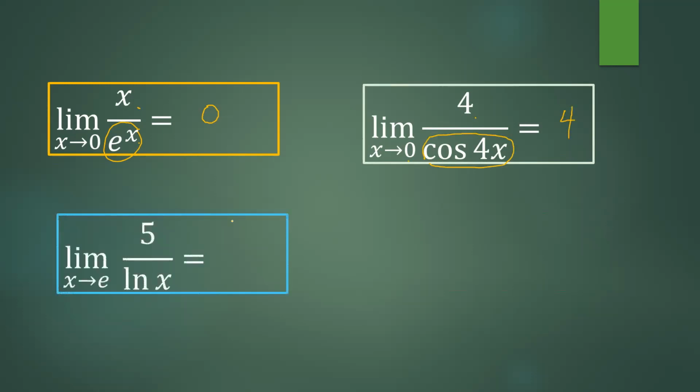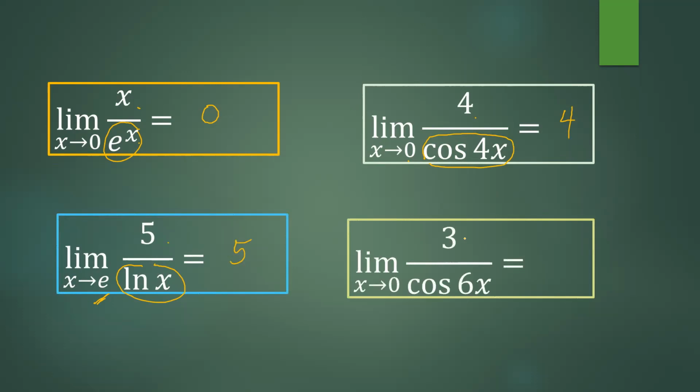Okay, for this one naman, as x approaches e, we have ln of e, which is 1. 5 over 1 is 5. Mga warm up lang muna tayo. If we have this, 3 over cosine of 6x, 6 times 0 will be 0. So cosine 0 again is 1. So 3 over 1 is 3. Ayan, para ma-reinforce sa atin that cosine of 0 is 1. E to the 0 is 1.